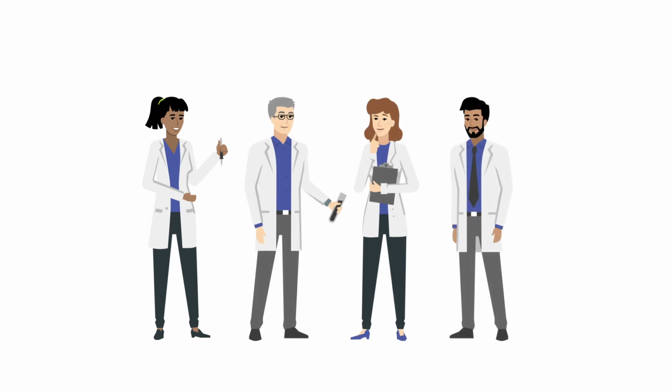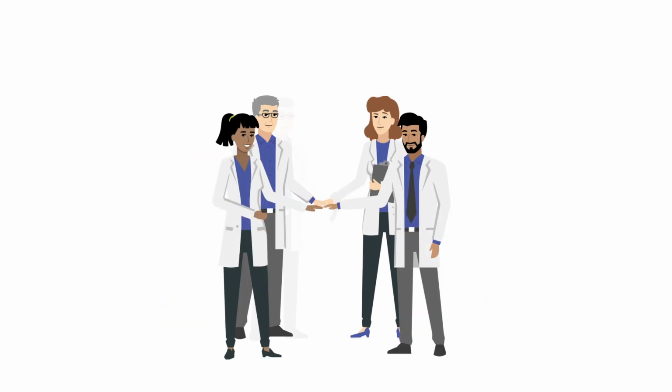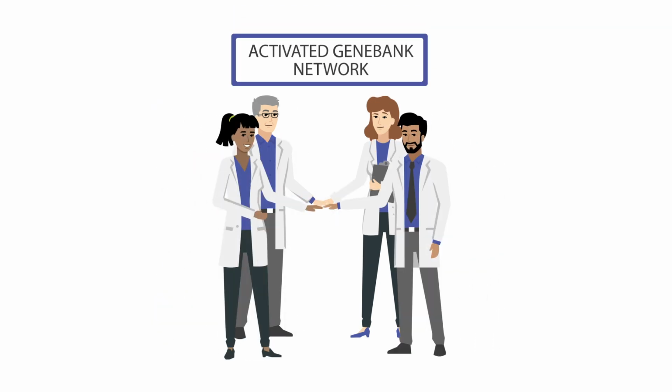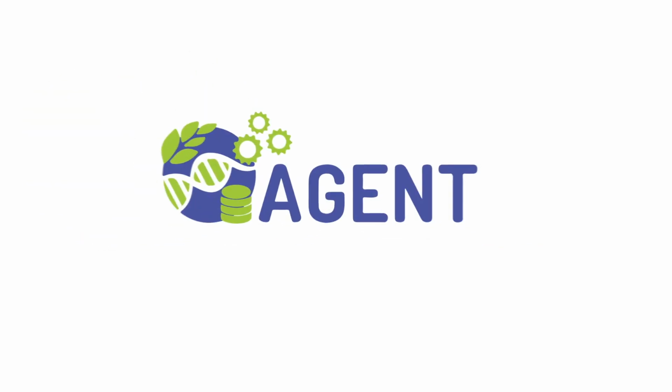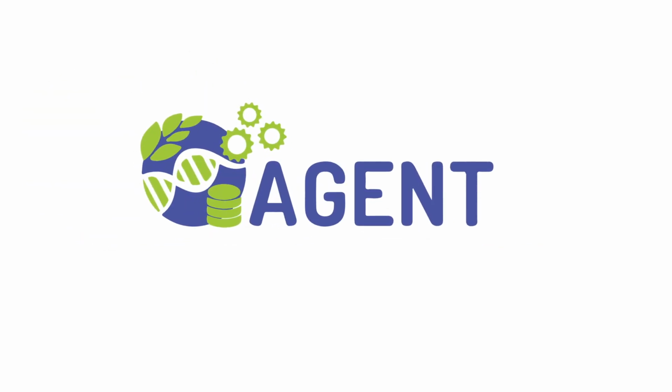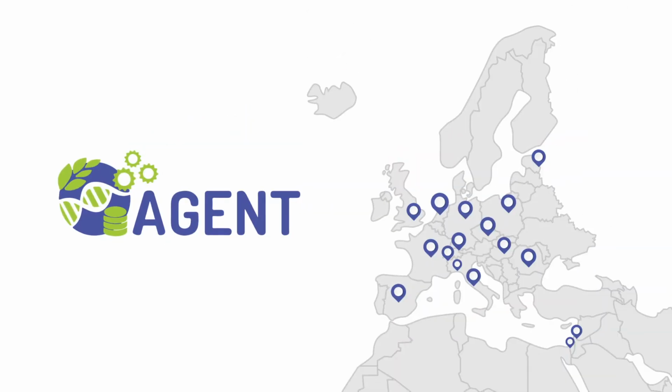To help farmers and seed producers diversify their crops and contribute to food security across the world, life scientists and data researchers have joined their powers to form AGENT. AGENT is a network of genebanks focusing on wheat and barley that operates across Europe and the Middle East.